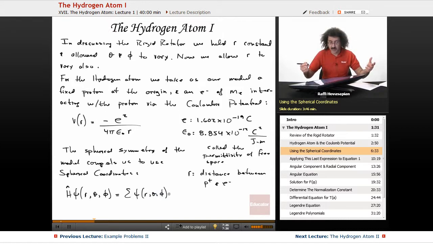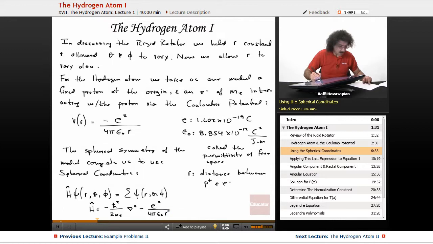The eigenfunction, eigenvalue representation of the Schrödinger equation. That's it. And H, the Hamiltonian operator here, is going to be minus h bar squared over 2 times the mass of the electron, del squared, minus the potential energy. The potential energy was the Coulombic potential here, minus e squared over 4 pi epsilon sub 0 r.